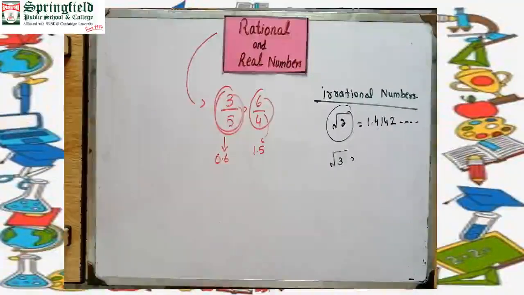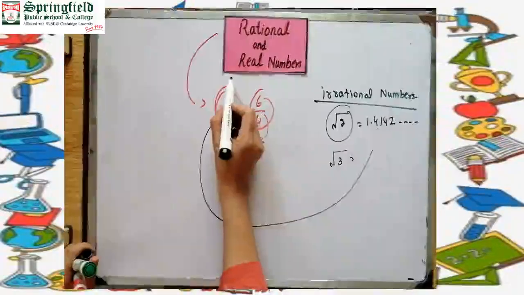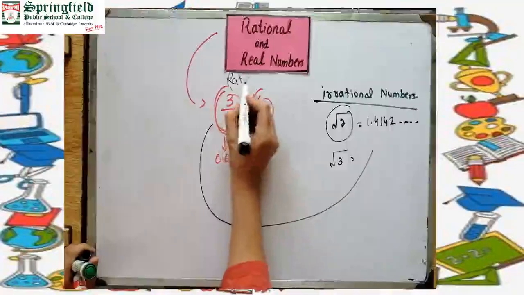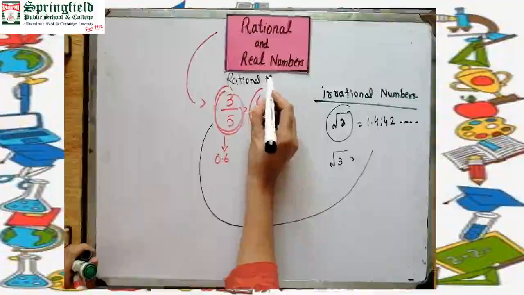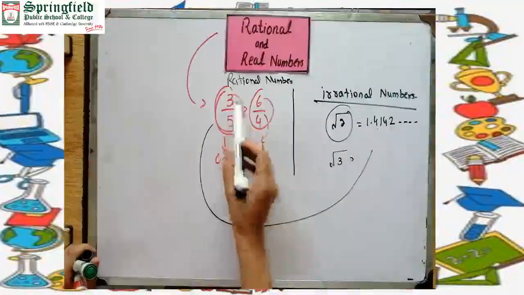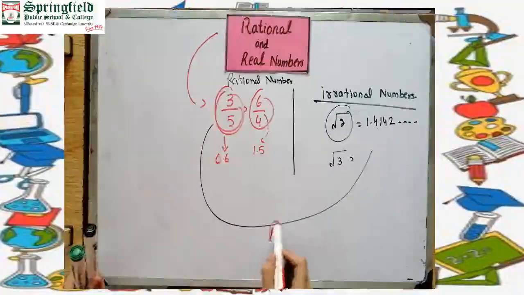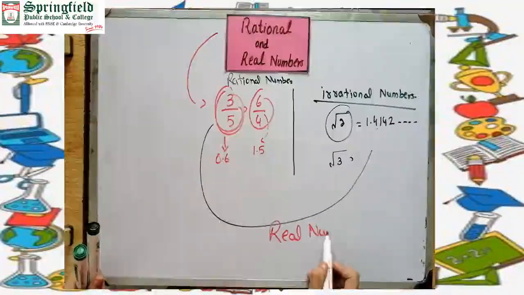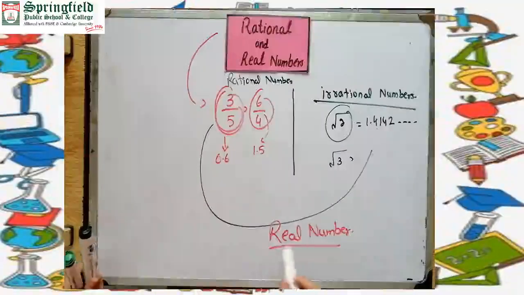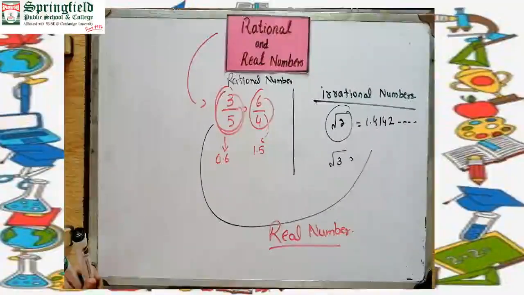Fine. And the combination of rational and irrational numbers: these are called rational numbers, and these are called irrational numbers. The set of rational and irrational numbers is called the real numbers. So you can simply say that a real number is the mixture of rational and irrational numbers. Understood, beta?